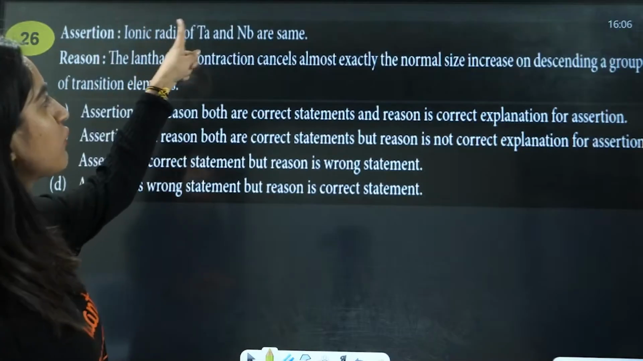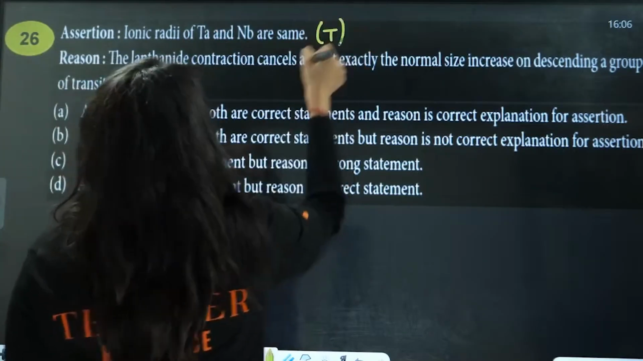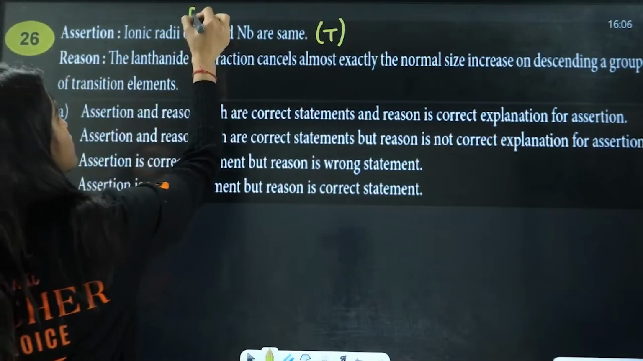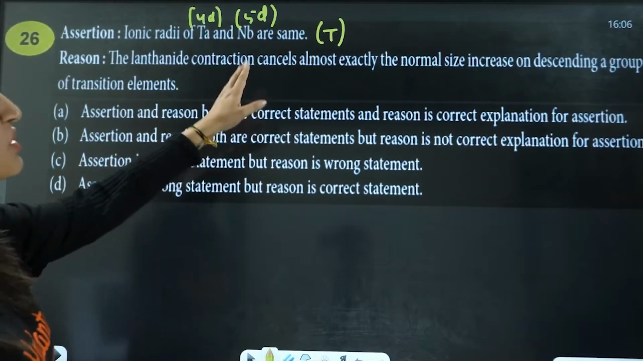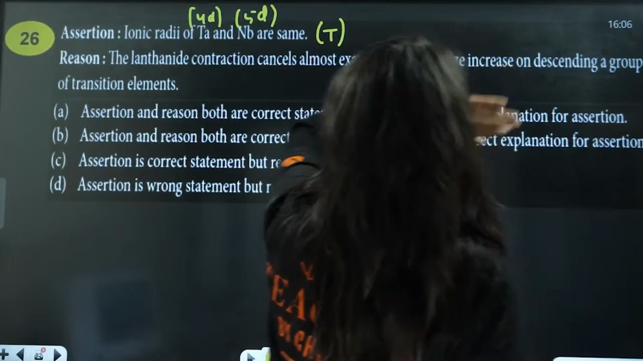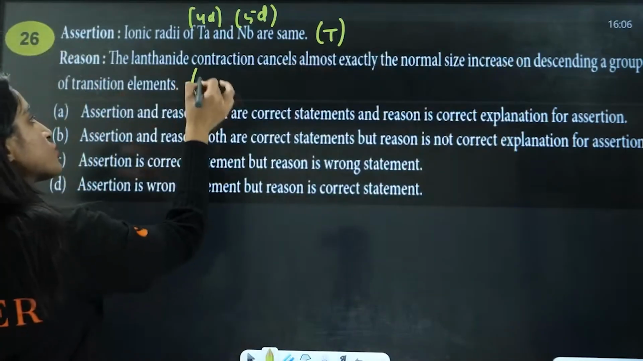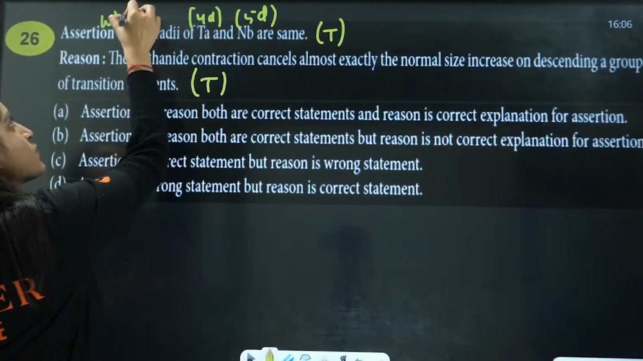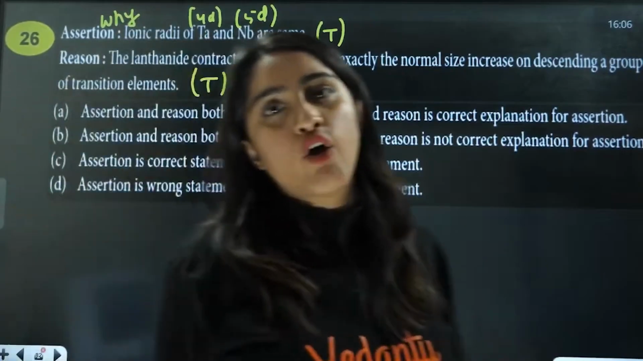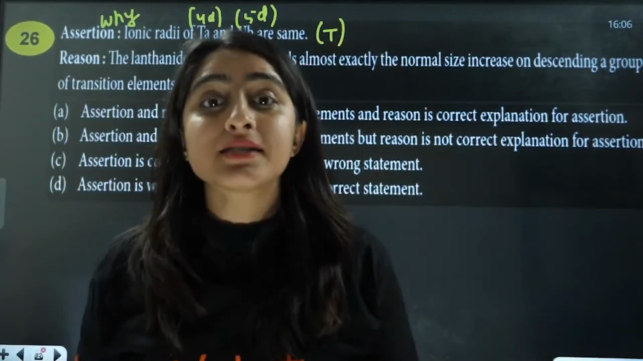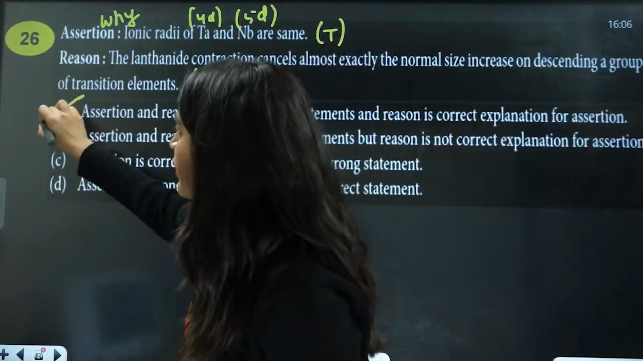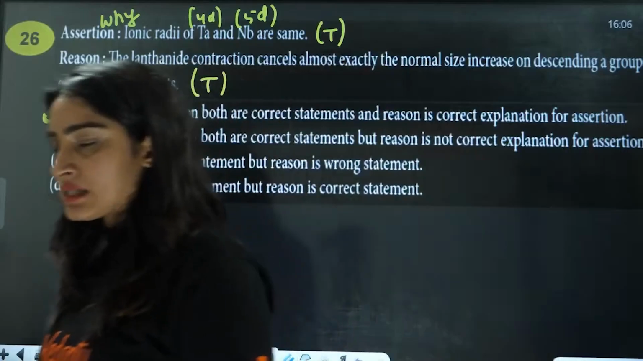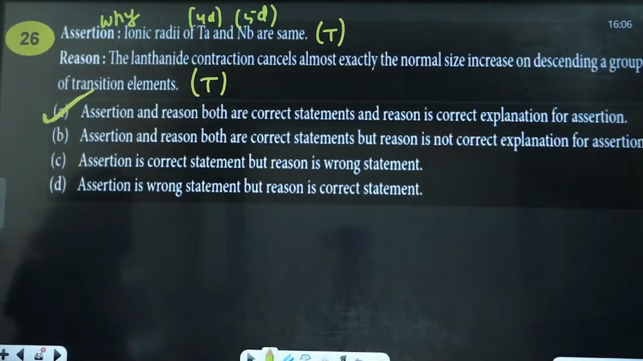Next is, ionic radii of this and this are same. That is true. Okay? Because this belongs to the 4d series and this belongs to the 5d series. Lanthanoid contraction cancels almost exactly the normal size increase, so the size of this is not increased. This is also true. Right? Ask this why: why are the ionic radii of 4d and 5d series elements the same? The reason is lanthanoid contraction. So here A is going to be the correct answer. Yes, bacha, A is going to be the correct answer here. Okay.